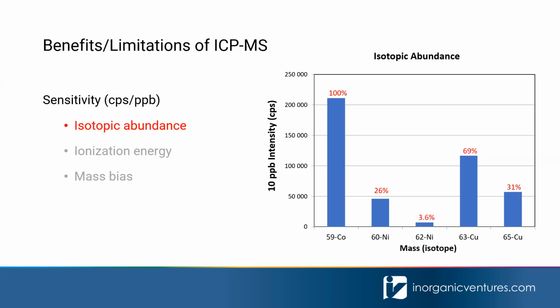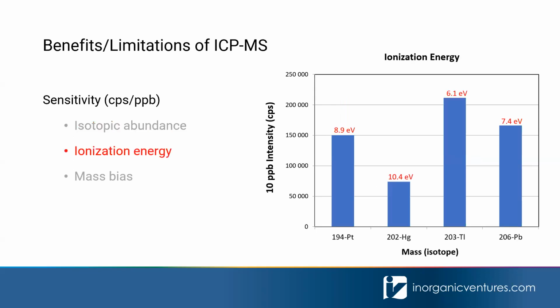So if you don't generally think about abundances when you are planning your analyses, I'm going to encourage you to do so. And one of the big reasons is really related to the software of ICP-MSs. They often recommend the most abundant isotope as the preferred isotope to measure. And I think what we're going to see is that you really should take that approach with some caution. So the next thing would be the ionization energy that affects sensitivity.